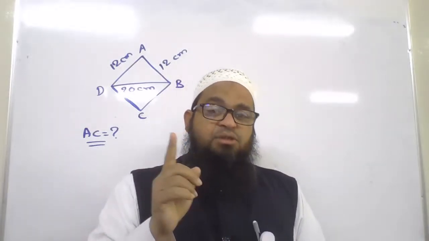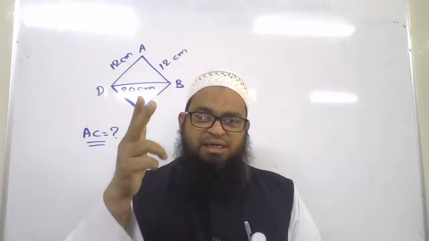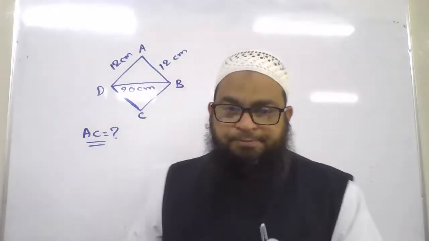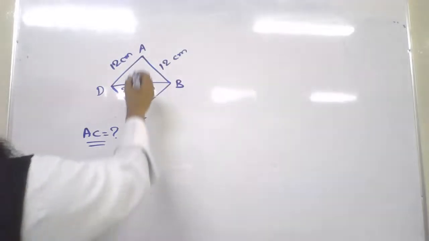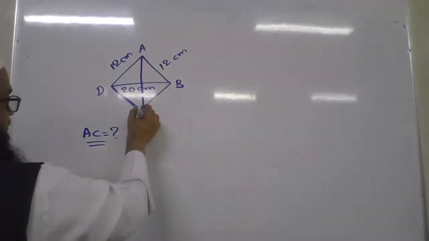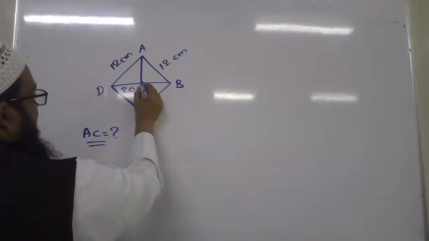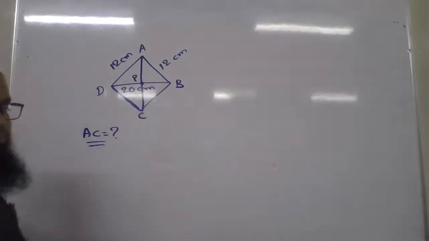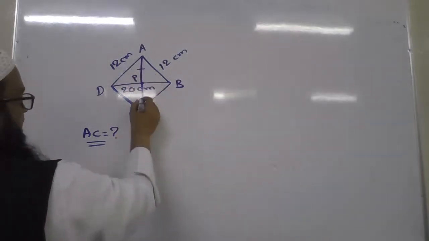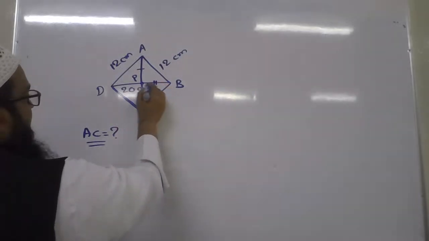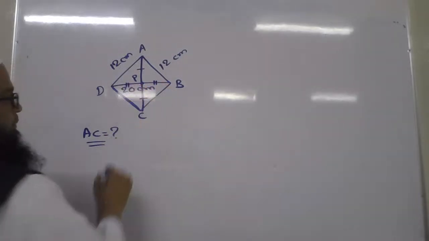The diagonals of a parallelogram, rhombus, rectangle and square bisect each other. Now you want AC. Let us say the point at which they bisect is P. So AP is equal to CP. In the same way, BP is equal to DP.